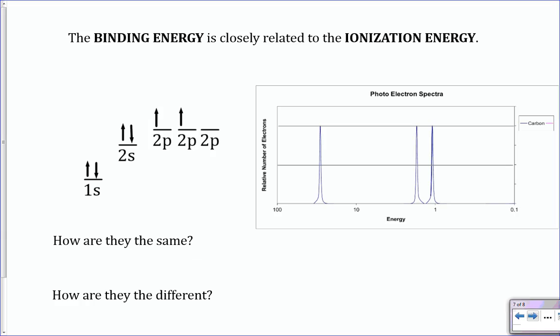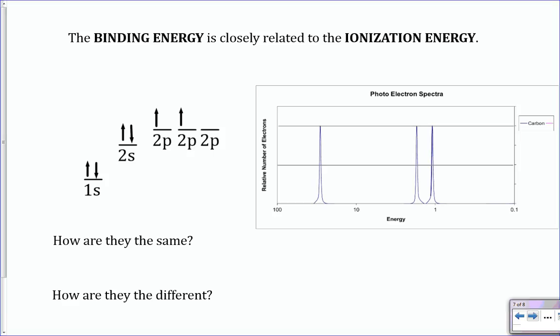Now, I mentioned earlier it's important to understand how binding energy and ionization energy are similar but different. So now that we've understood these diagrams a little bit more, I think it's a little bit easier to see what's happening with these two ideas. So on the left here, I've got the orbital diagram for the carbon atom. And then on the right, I've got the PES spectra for the carbon atom.